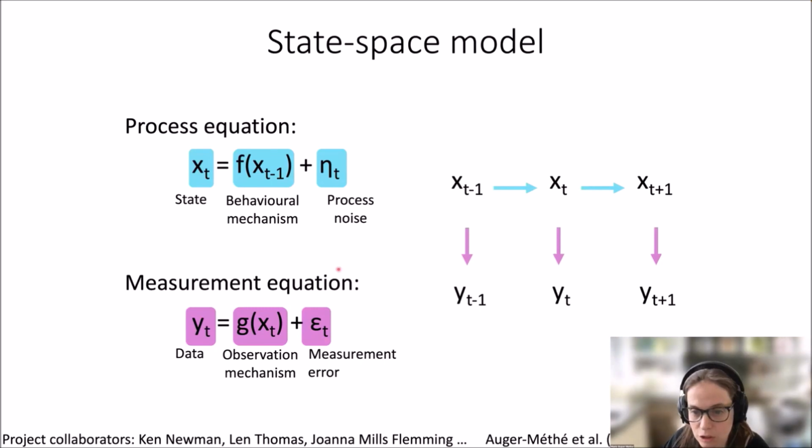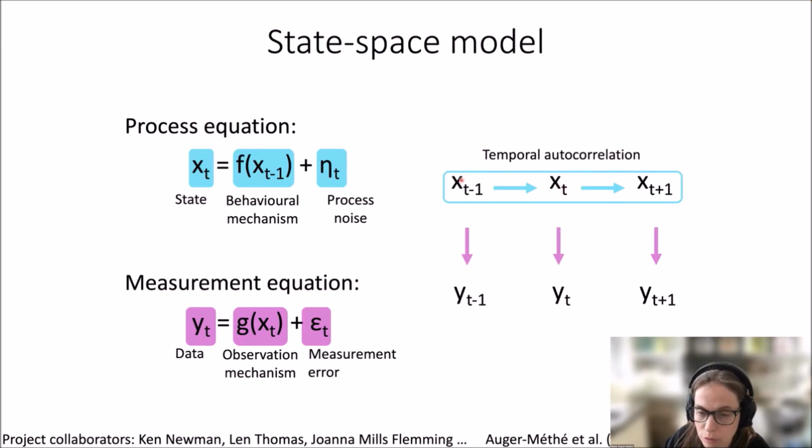Another way to look at these two equations is through this graph, where the arrows represent the dependency. The process equation models the autocorrelation of our time series, right? It models that the true value of the time series at time t depends on the value at the previous time step. And then our observations are assumed to be what we call conditionally independent. So they only depend on the state value at that time, and there's no temporal correlation in the observations once the autocorrelation in the process has been accounted for.